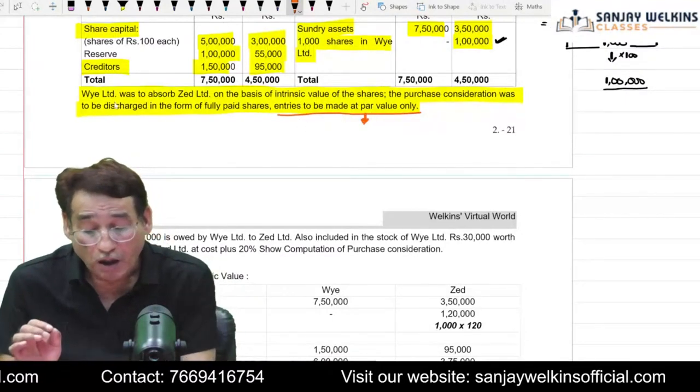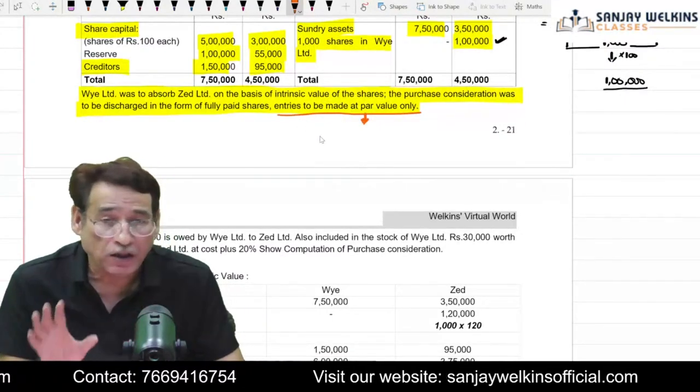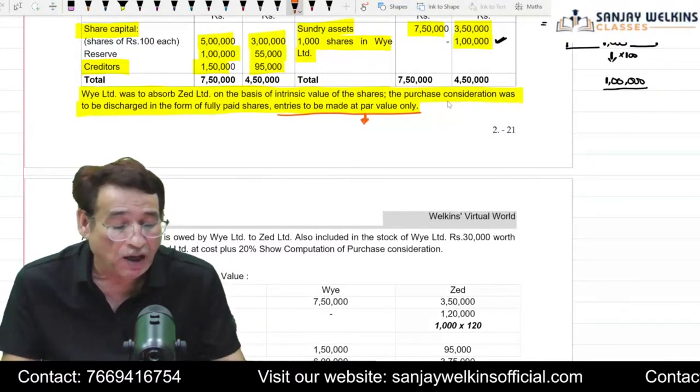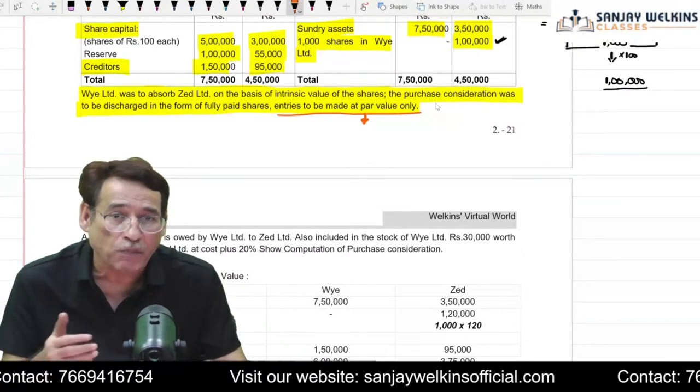So, Y Limited was to absorb Z Limited, number one. Intrinsic value of share is the basis for computing the shares, and the purchase consideration will be discharged by way of fully paid shares.